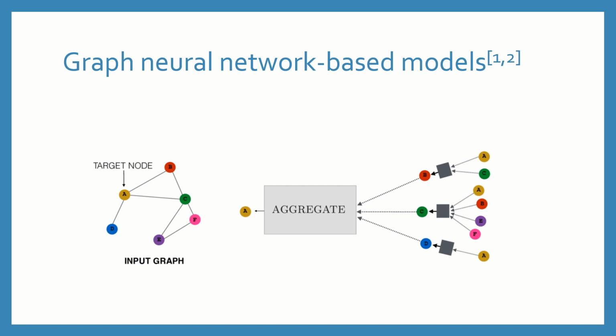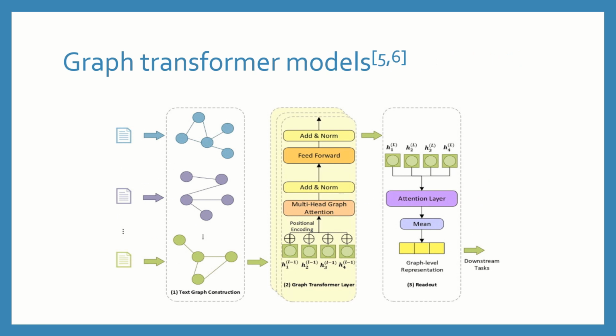Several models based on graph neural networks also use aggregation functions to collect the information from the neighbors of nodes to the target nodes and learn the node embeddings also. We can see that graph transformer models are one of the state-of-the-art models. They also represent each node as a vector point in the latent space. And then they learn to generate the graph-level representation or node-level representation.